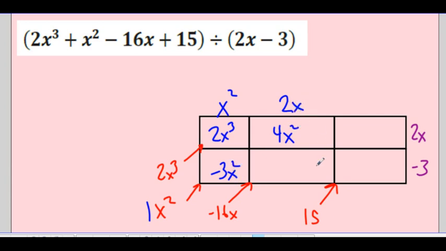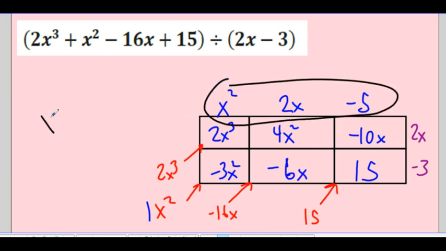So this should be 2x up here. And 2x times negative 3 is negative 6x. Now, if that's negative 16x, negative 6x minus another 10x is going to be negative 16x. And negative 10x divided by 2x is negative 5. And negative 5 times negative 3 is positive 15, which is my only option. So my final answer is this trinomial on top. So x squared plus 2x minus 5. And that's how you divide polynomials.